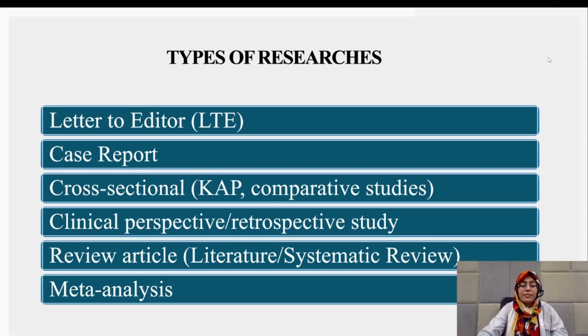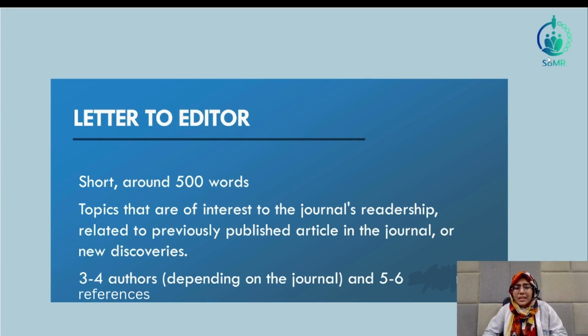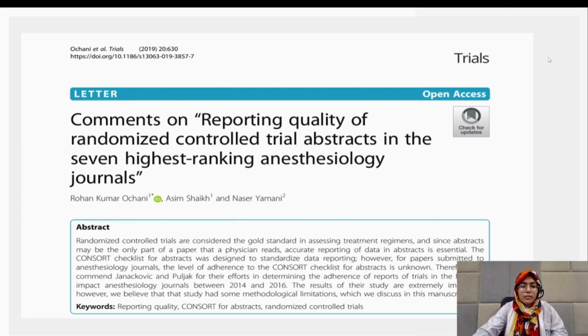First of all, we have letter to the editor. A letter to the editor is like a small communication on any topic that just grabs the attention of the readers. It can also be written on any previously published article. A letter to the editor should have a purpose and should define this purpose in a very short and definitive fashion. Here is an example of a letter to the editor that is being published in a medical journal.